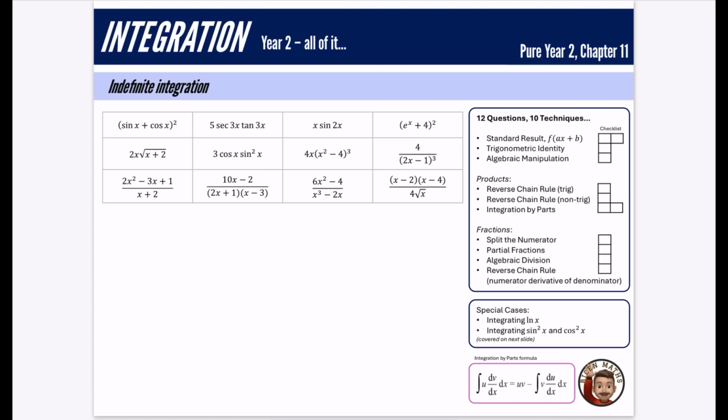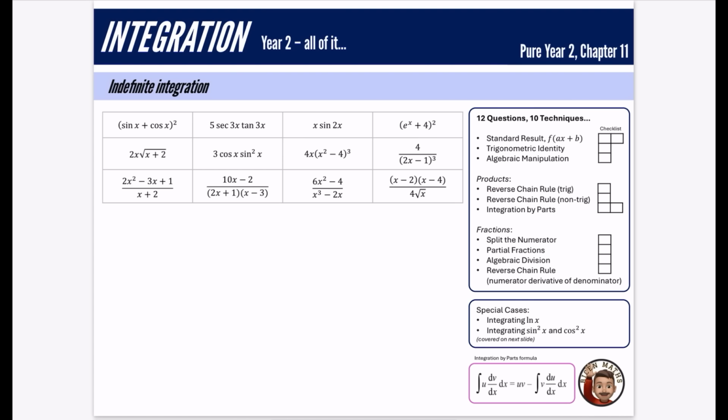So I have these 12 questions. I'm going to go through them in order, and when I've used one of these techniques, I will tick it off so that we're in a better position with all of these different techniques. So we've got the standard result, but it might be a variation on that. So it might be something like a function with ax plus b, a trigonometric identity, algebraic manipulation. We've got reverse chain rule with trig, reverse chain rule that is not with trig, and integration by parts.